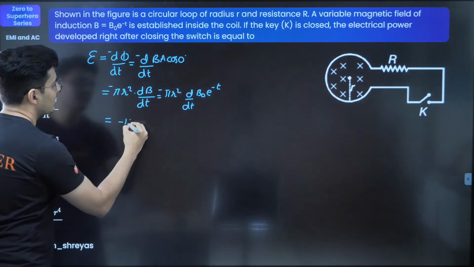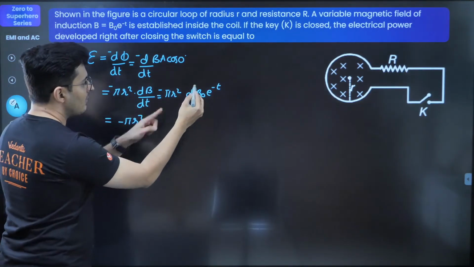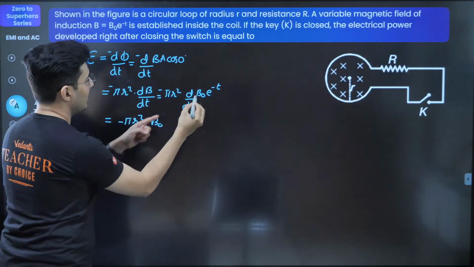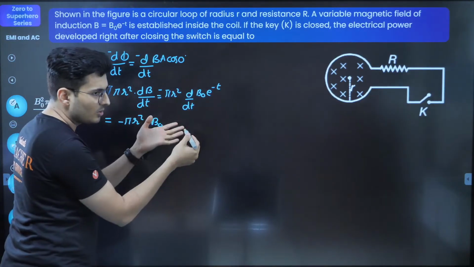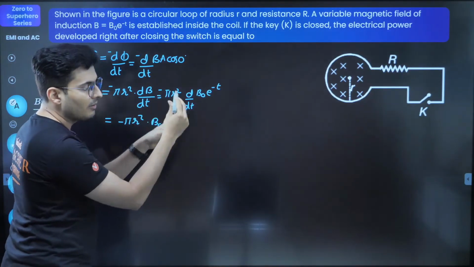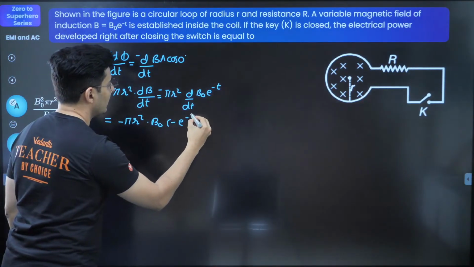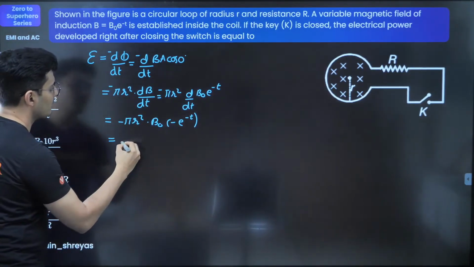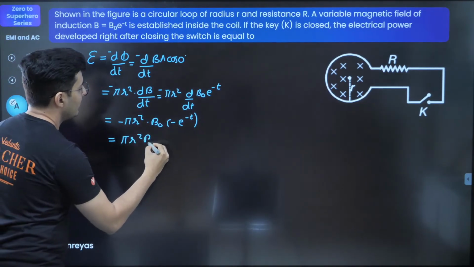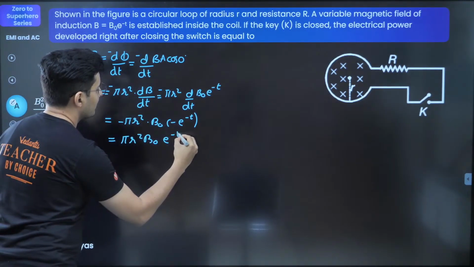So this will become minus pi r square. Derivative of this, first of all, B naught comes outside. Derivative of e raised to x is e raised to x, but this is e raised to minus x. The derivative of e raised to minus x is minus e raised to minus x. So it will be minus e raised to minus t. So minus minus becomes plus, so pi r square B naught e to the power minus t.